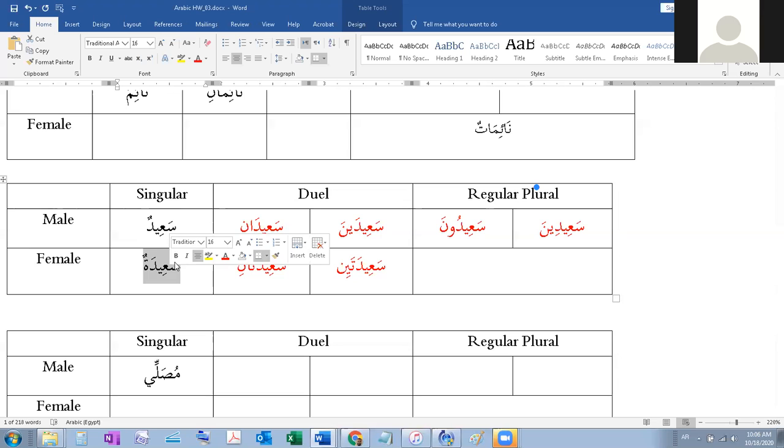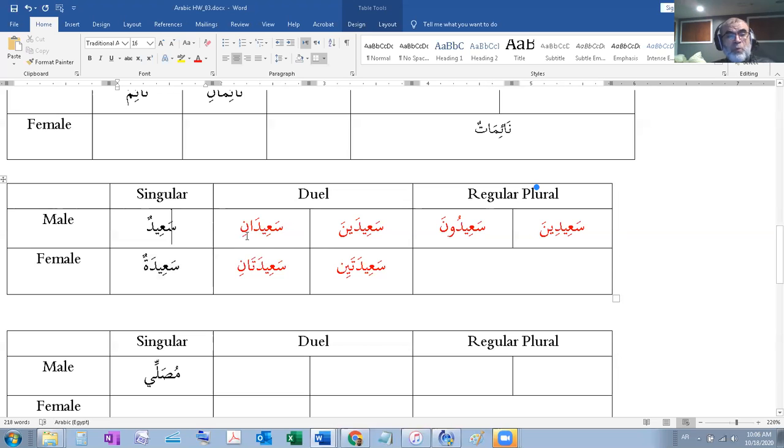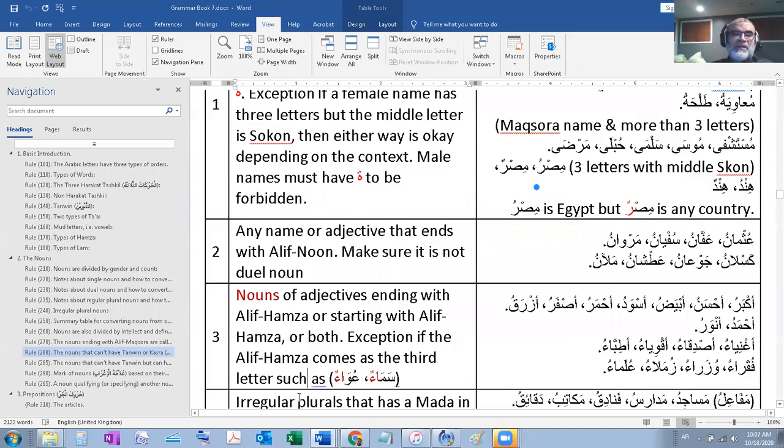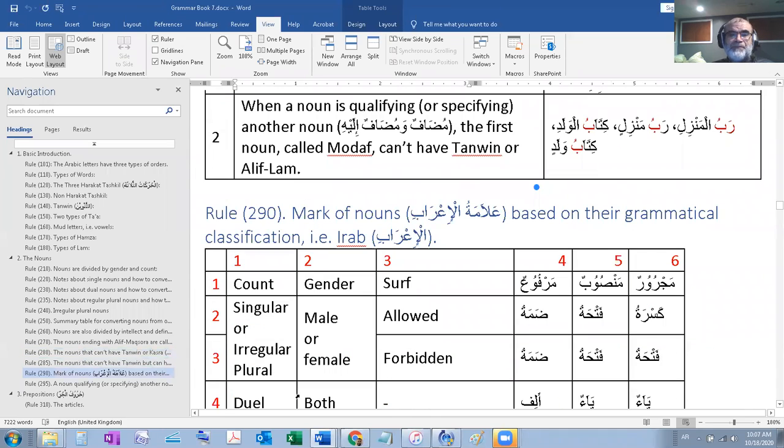So I addressed here the homework and also the sarf. Because we talked about sarf last time, we didn't get a chance to do many examples. Now, the red ones, sarf is not an issue at all. Sarf doesn't apply at all to dual nouns and regular plurals, male plurals. How do we know that? Go to the grammar book and we see the note down there.